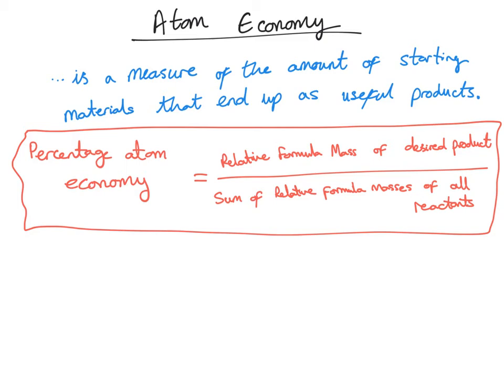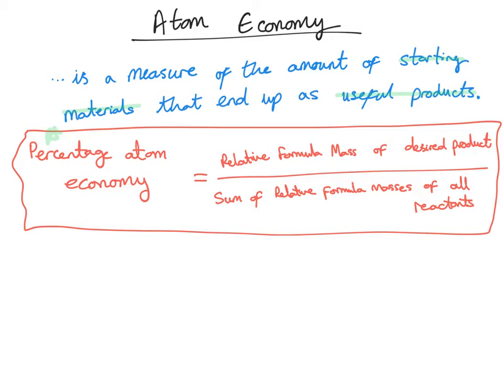Here we're going to talk about atom economy. The important things to know about atom economy are that it's a measure of the amount of starting materials that end up as useful products. So it's a percentage of this, and it always gives you the equation you need. But the really important thing is to look in detail at what the equation is actually showing.